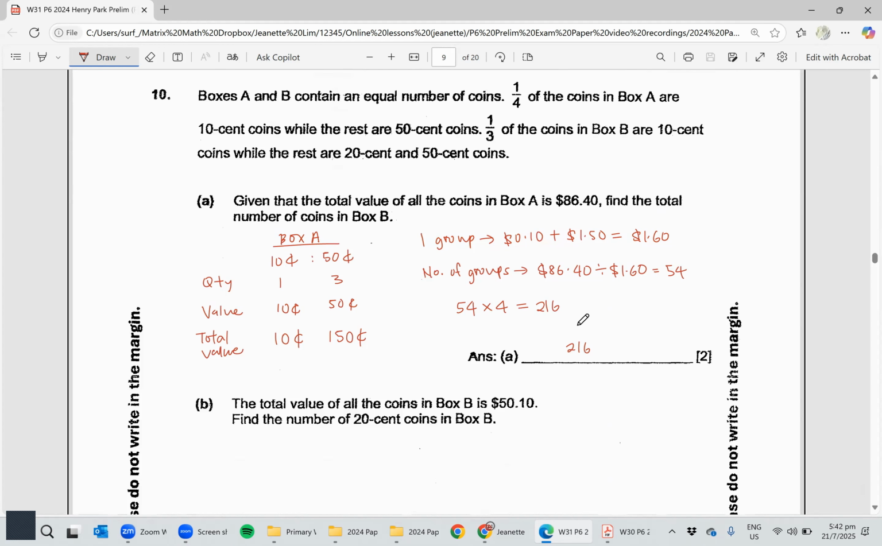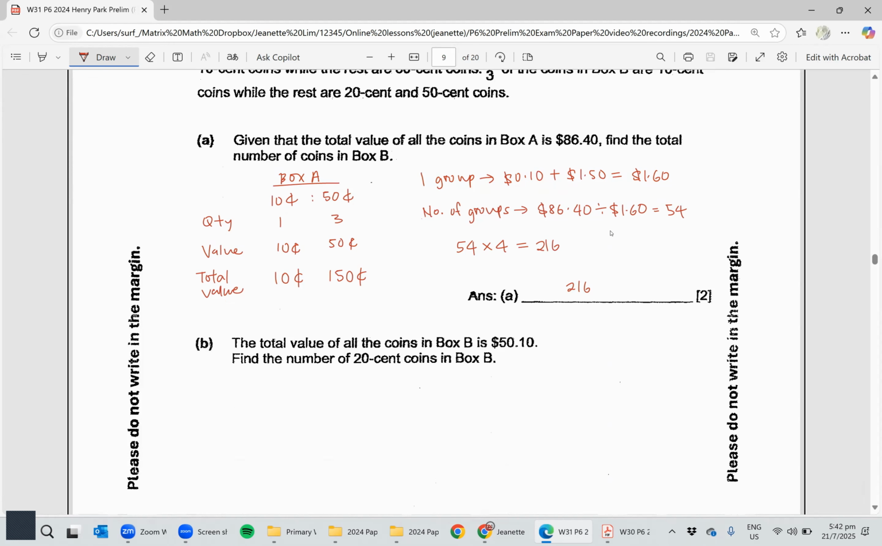So total number of coins in B is 216, 1/3 10-cent coins, so 2/3 is the number of 20-cent and 50-cent coins. 2/3 of 216, which is 144. Now there are 144 20 and 50-cent coins, but I don't know how many of each there are. So let's do supposition.